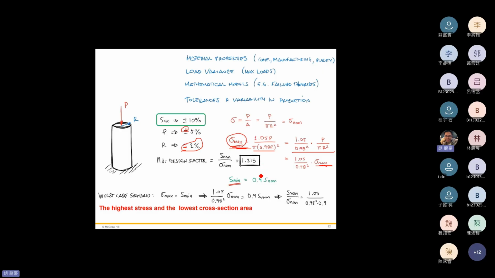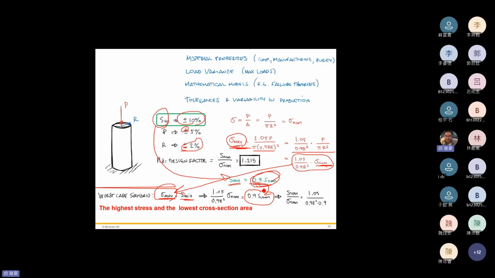Right? And for this case, we say the ultimate compressive stress, the minimum of the compressive stress from this plus minus 10%, is 90% of the nominal stress, right? Therefore, we say the worst case scenario is that the maximum stress equals the minimum compressive stress S. And then the maximum stress right here, and the minimum stress here.